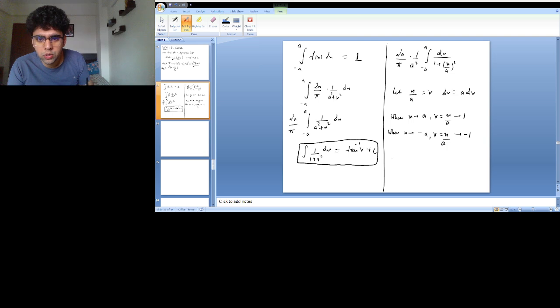So my new limits for v are from minus 1 to 1. So this becomes 2a upon pi, 1 upon a square, integral from minus 1 to 1 of 1 upon 1 plus v square, replacing dx with a dv, right? So a is a constant, I can take it out, and this is an a square, so this becomes 2a upon pi into a upon a square.